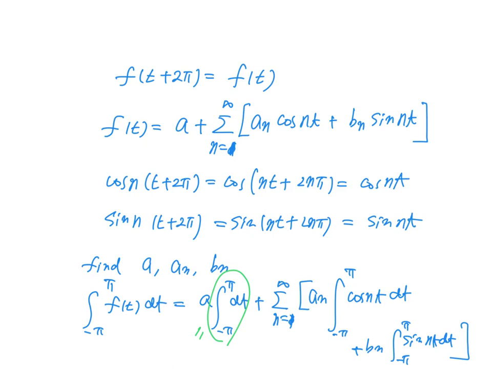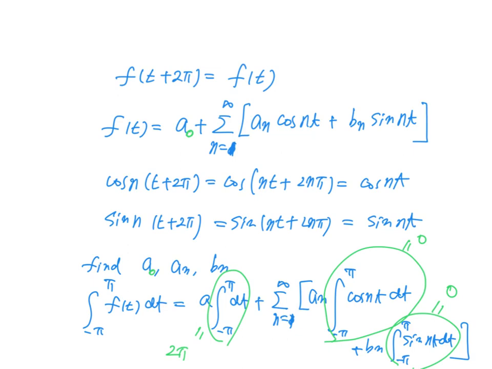If we evaluate 1 from minus pi to pi, what do you get? 2 pi. How about this? Any cosine nt function, if we integrate from minus pi to pi, we get 0. We get 0. So at least we can find out the first coefficient, say a0.